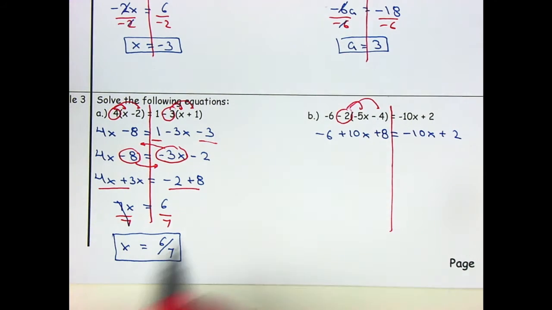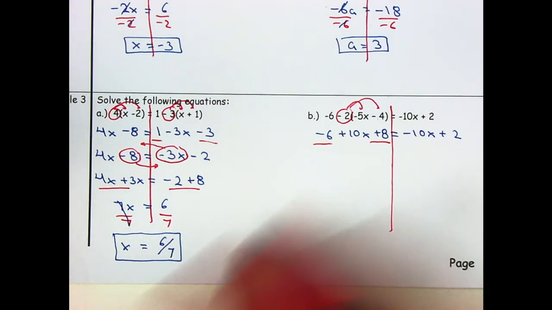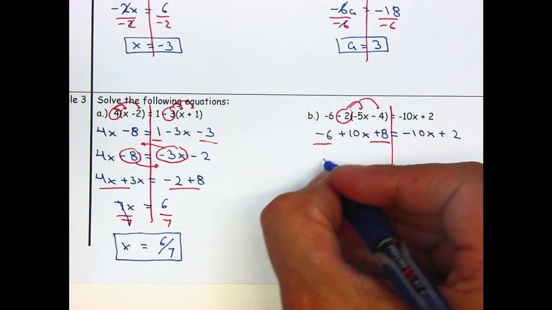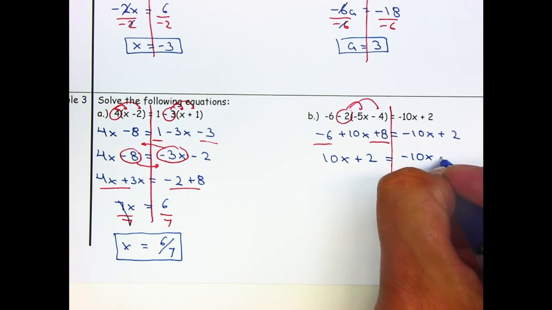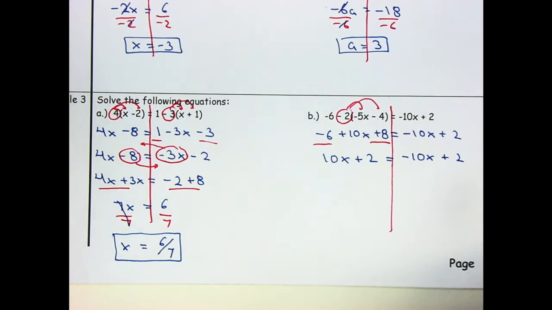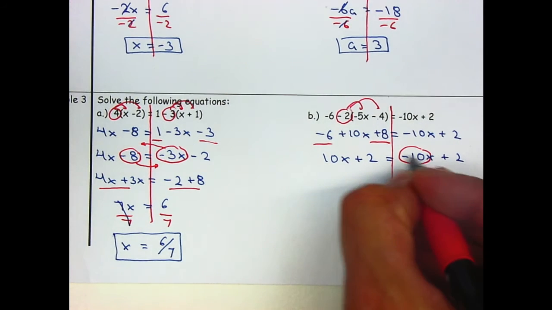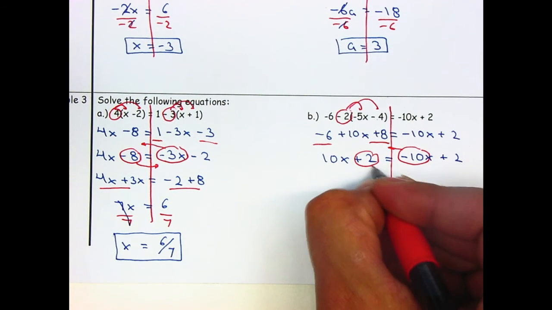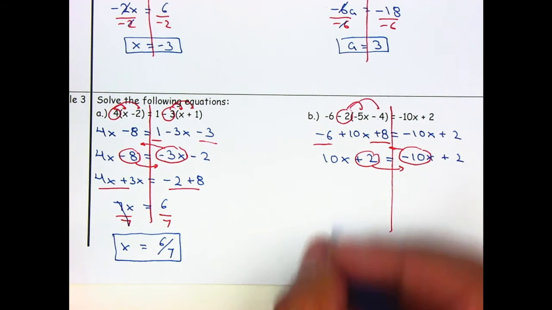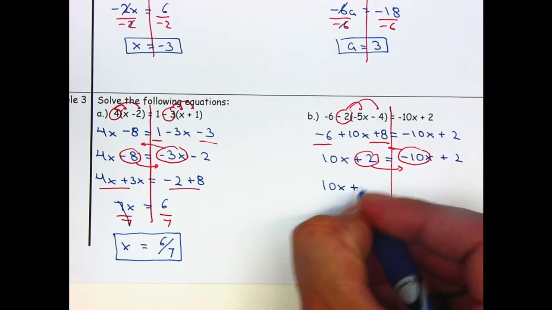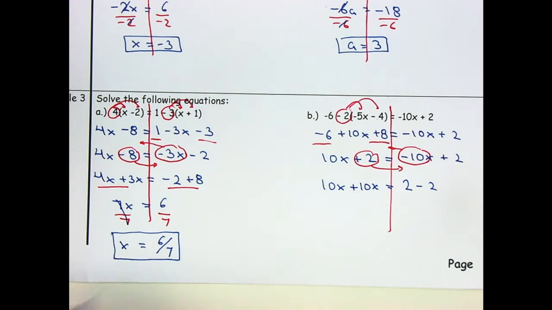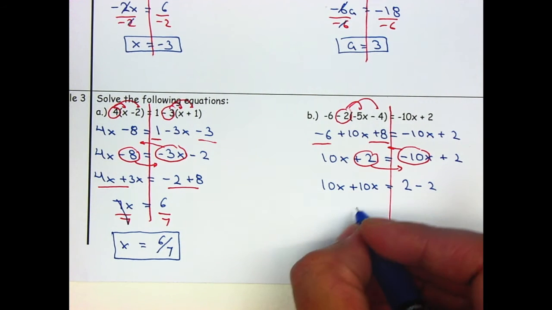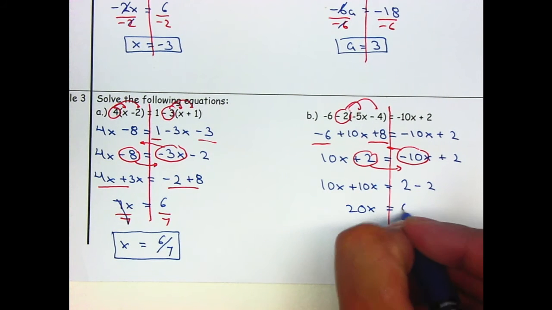We are going to be combining like terms. So we have negative 6 plus 8 is positive 2. We have 10x plus 2 is equal to negative 10x plus 2. We are going to be moving the x's to the left, the numbers to the right. We have 10x plus 10x is equal to 2. This becomes a negative 2. Combine like terms, so it'll be 20x is equal to 0.